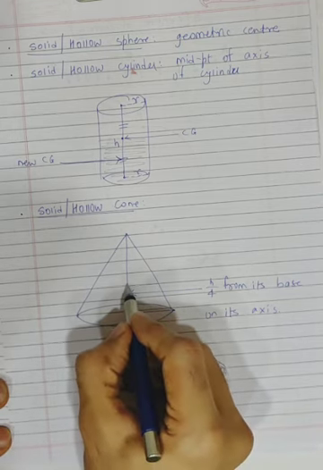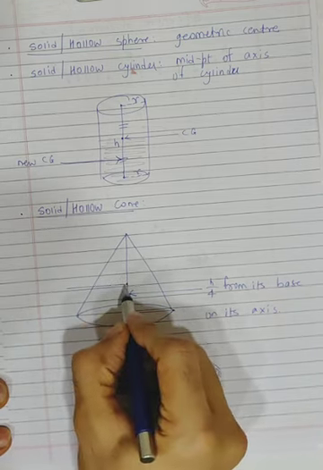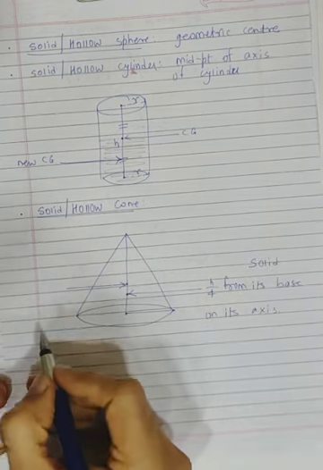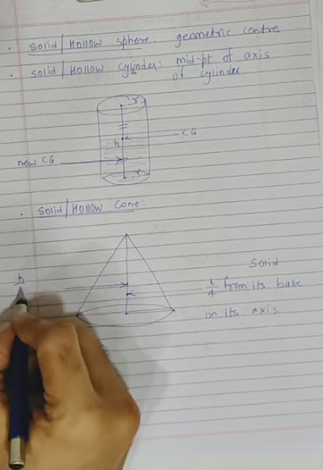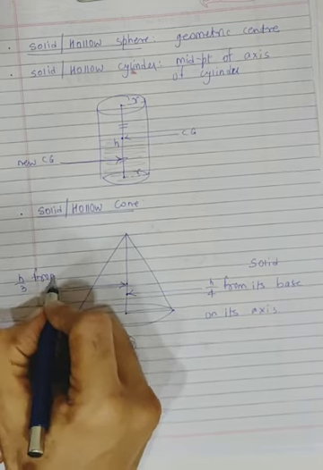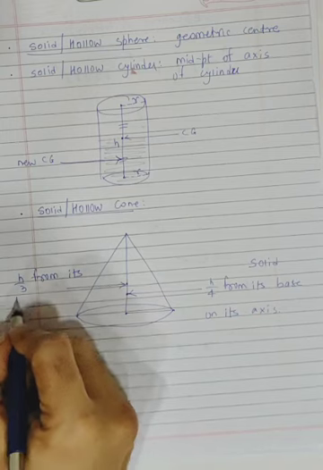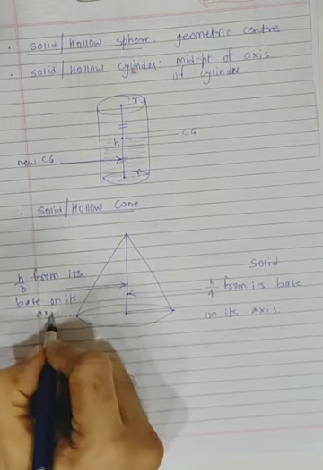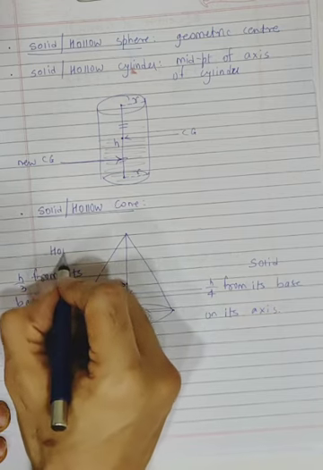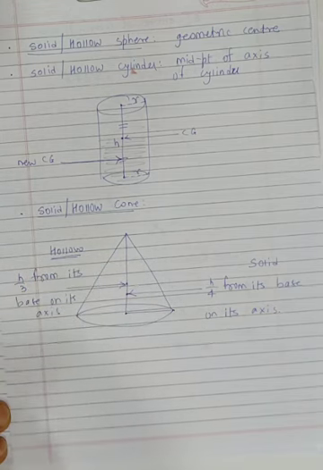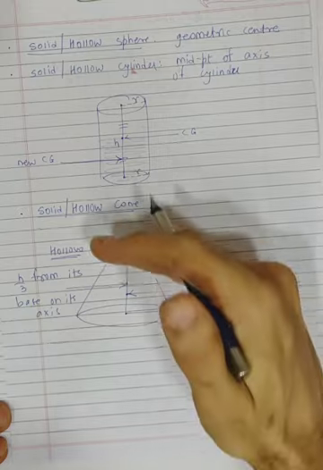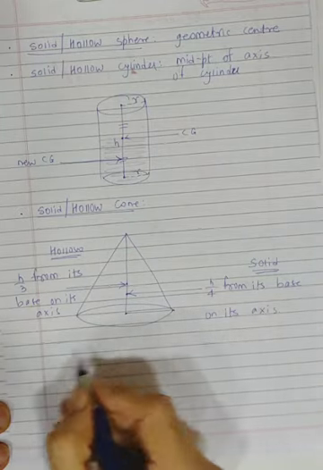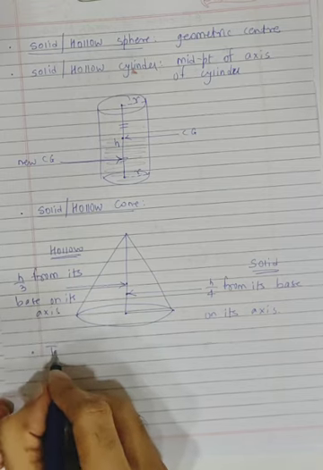And where will it be for a hollow cone? So this is for a solid cone. Where will it be for a hollow cone? At a distance h/3 from its base on its axis. This is for a hollow cone. So the body is more stable in a solid cone because the center of gravity is lower. Okay. Then the next one is for a triangular lamina.